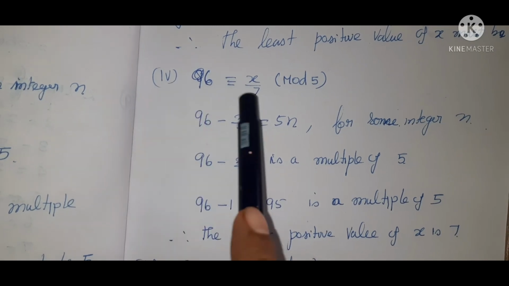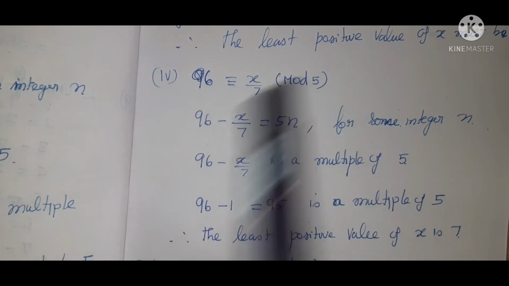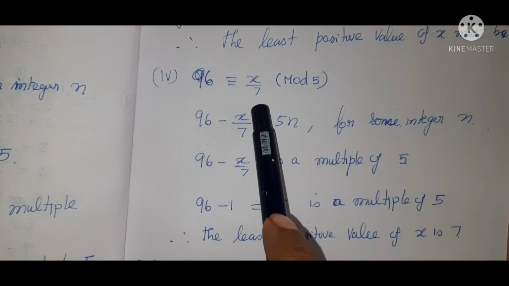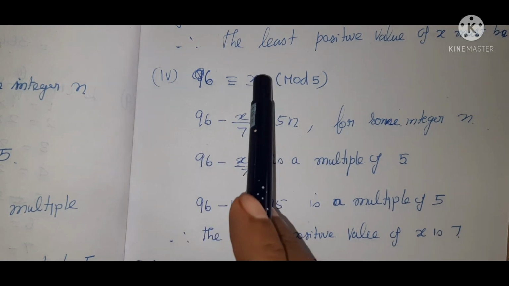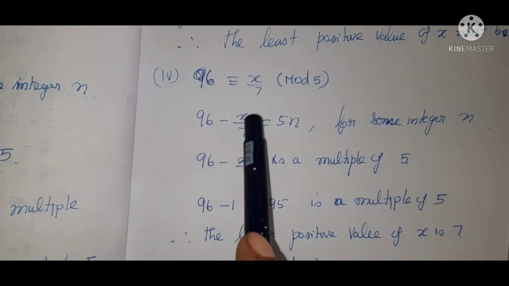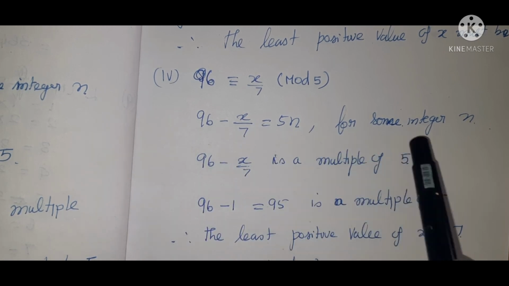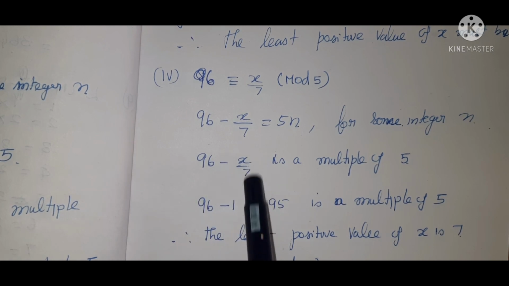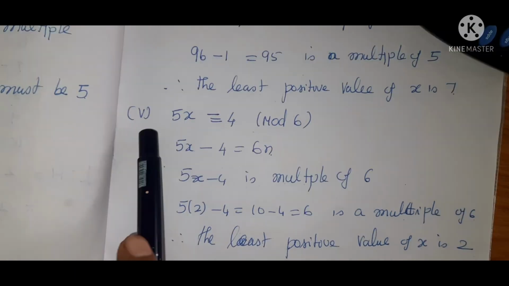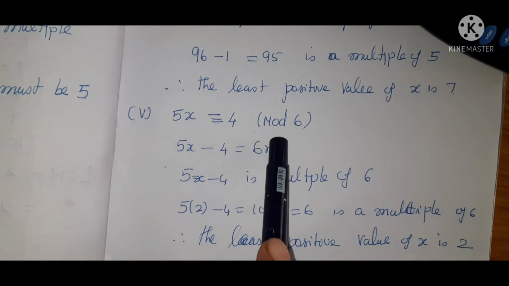Fourth sum. 96 congruent to x by 7 mod 5. Here 96 is the dividend, 5 is the divisor, x by 7 is the remainder. To find the value of x, it can be written like this: 96 minus x by 7 is equal to 5n for some integer n. 96 minus x by 7 is a multiple of 5. 96 minus 1, 95, is a multiple of 5. Therefore, x by 7 is 1, so the least positive value of x is 7.